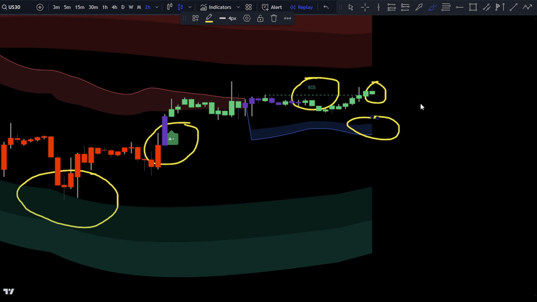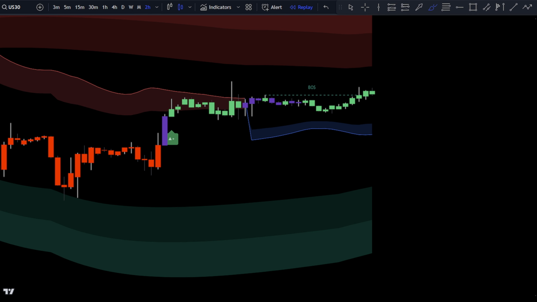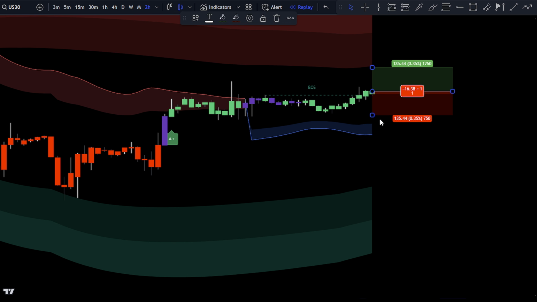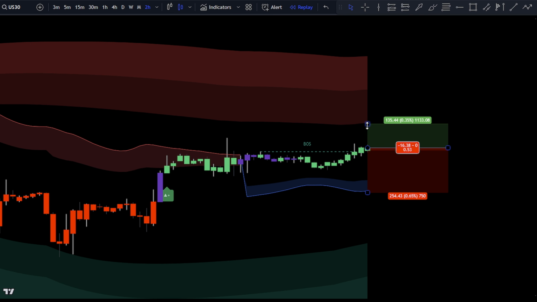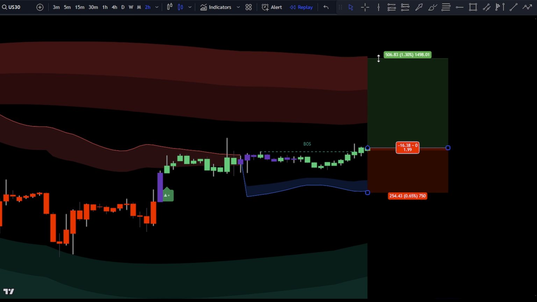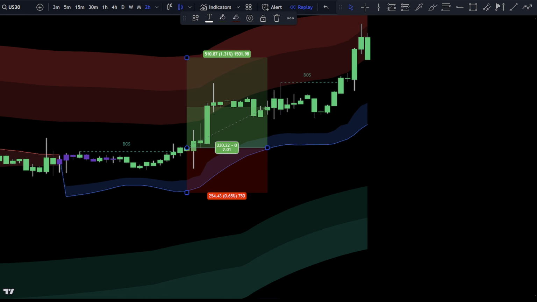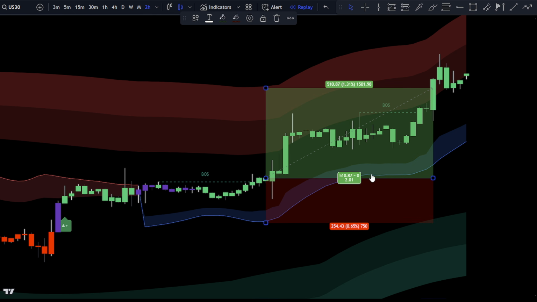Lastly, ensure the Smart Trail is colored blue. This shows that the trend is in favor of a buy setup. When all three conditions are met, execute the buy trade at the close of the candle. Now, use the Smart Trail for your stop-loss placement, and for the take profit target, aim for a 1-to-2 risk to reward ratio.